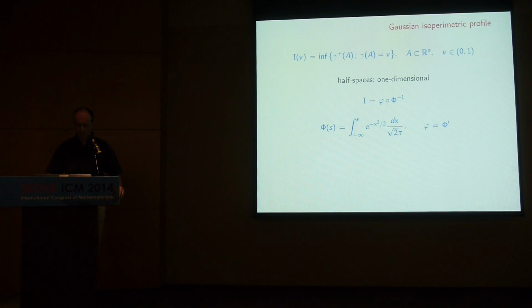And this composition then defines the isoperimetric profile. And if you rewrite the isoperimetric inequality, it's an inequality between the Gaussian surface measure and the Gaussian measure of the set itself via this isoperimetric profile. Gamma plus of A is bigger than I of the Gaussian measure.